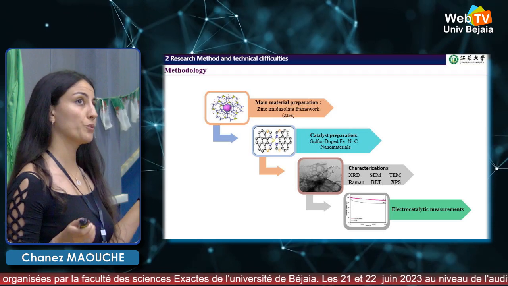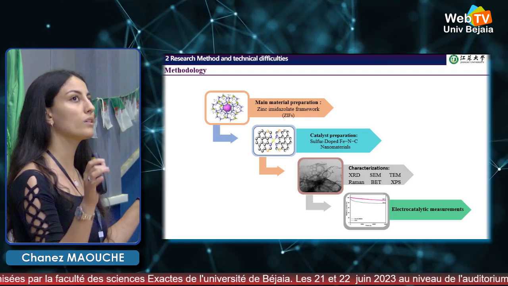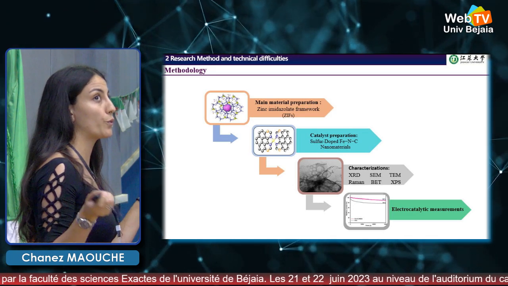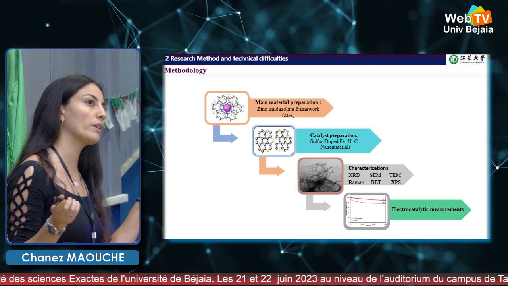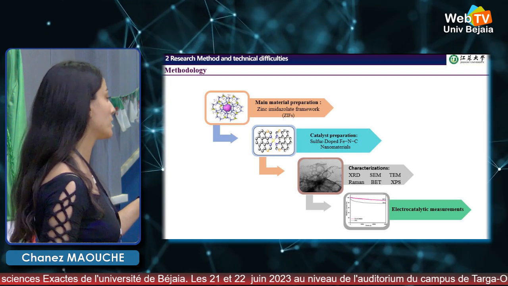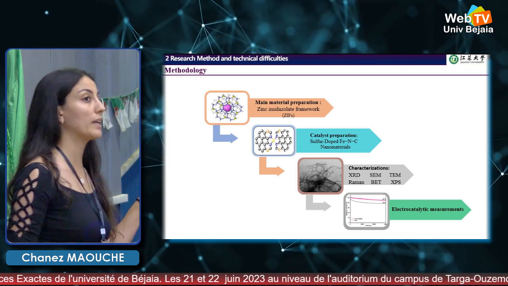So the methodology in this work will be divided into 4 parts. First of all, we're going to prepare the precursor, which is ZIF, followed by catalyst preparation, characterization such as XRD, BET, or TEM, and we're going to finish with electrochemical measurement.